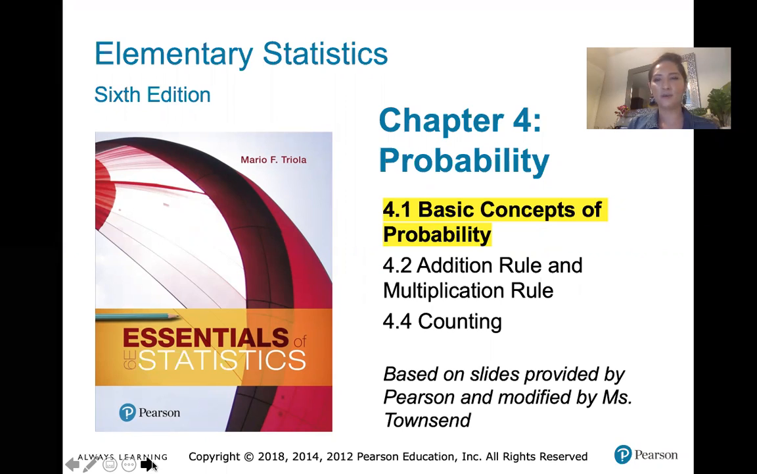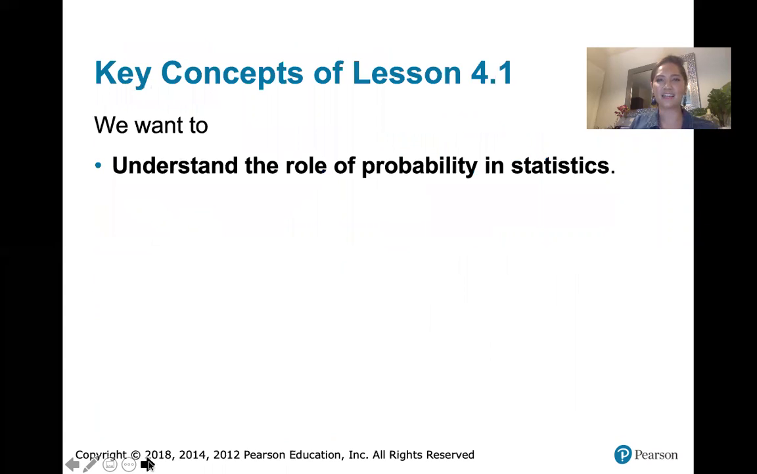So we're going to talk about 4.1, the basic concepts of probability. This is from chapter 4 of the Essentials of Statistics text, 6th edition by Mario Triola. Now these slides are based on slides provided by Pearson and then modified by me for our course. So let's talk about the key concepts.